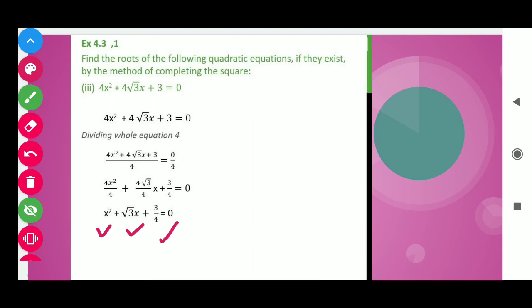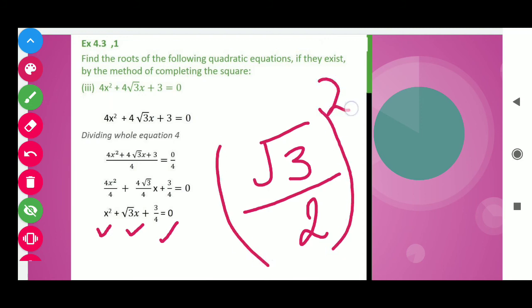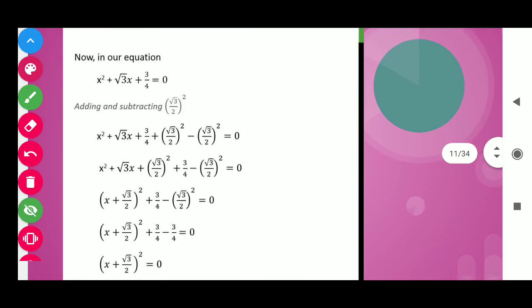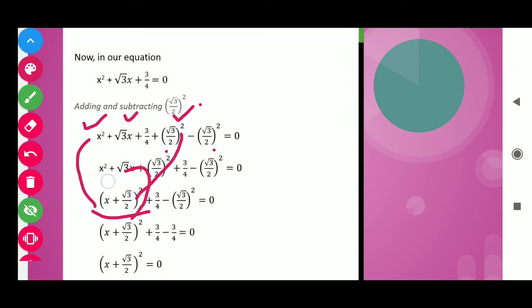Now students, the coefficient of x is under root 3, and what is half of it? You only have to divide by 2. And after that, in the third step, you have to add and subtract the same number by squaring. Now you can see here we have root 3 over 2 whole squared, added and subtracted, and by combining the first two terms and the fourth term we get the algebraic identity: x as it is, root 3 over 2 as it is, whole squared formula.